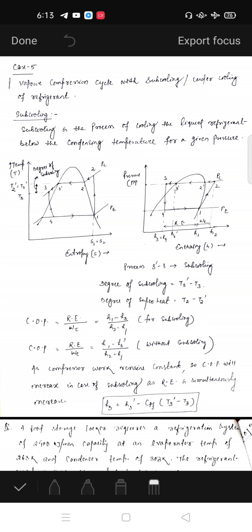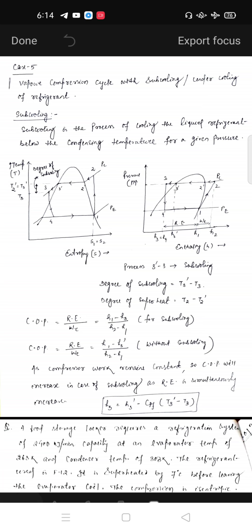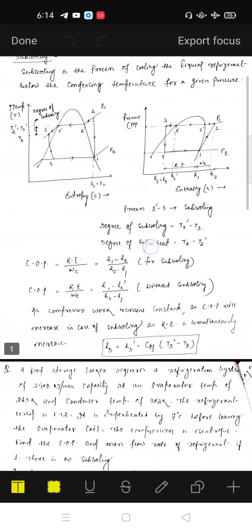Okay, and similarly you can find the enthalpy H3 at point 3, that will be H3 dash minus Cpf. Why minus? Because you are decreasing. Cpf into (T3 dash minus T3). Okay students, so this is the concept. Let's solve one problem.